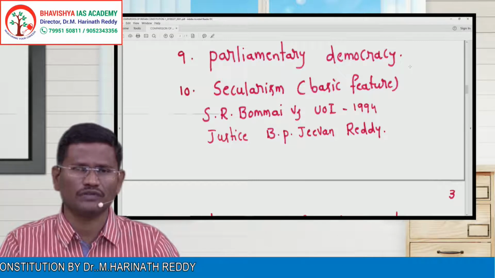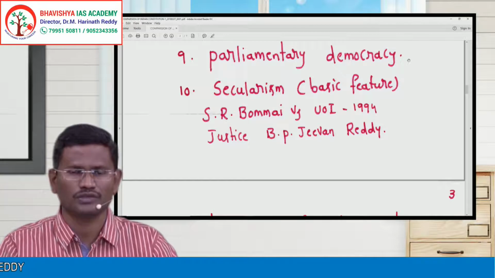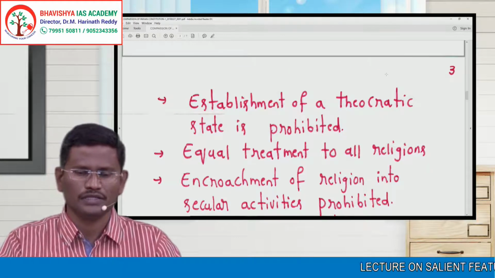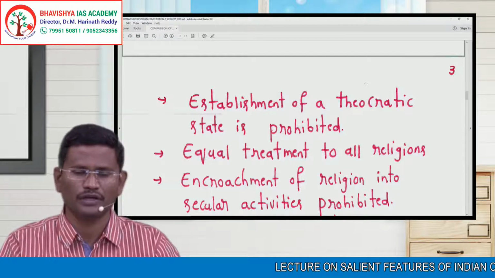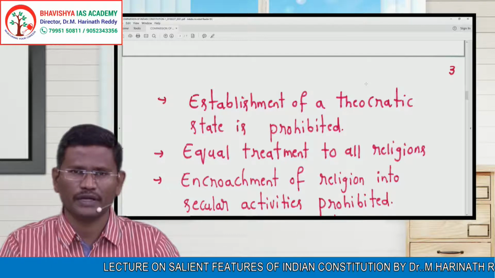So the term secular was added to the Indian preamble in 1976 through the 42nd Amendment. So that's one more important salient feature of the Indian Constitution. Then, see, the term secular state means establishment of a theocratic state is prohibited.